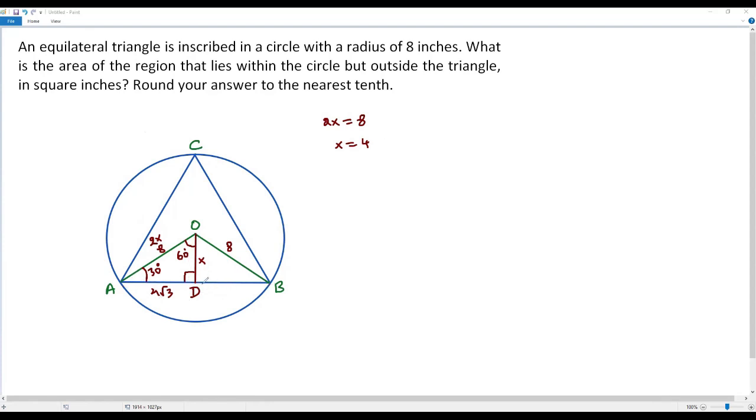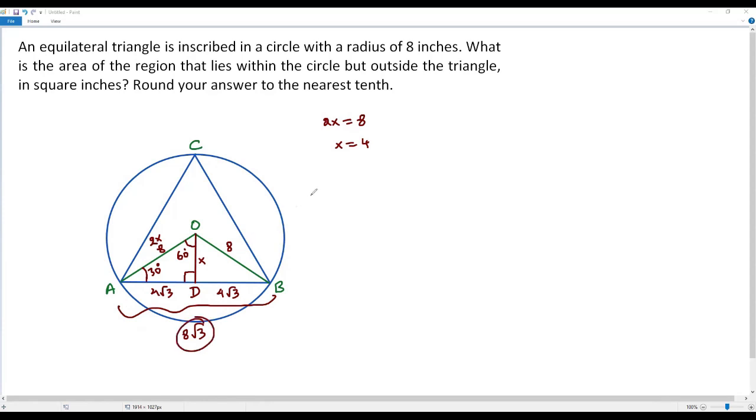Okay, then the length of this line segment DB is also the same. That is 4 times square root of 3. Then what is the length of this line segment AB? We have to add this 4 square root of 3, 4 square root of 3. Then we get 8 times square root of 3. So now I got the length of one of the sides of this equilateral triangle. That is 8 times square root of 3.